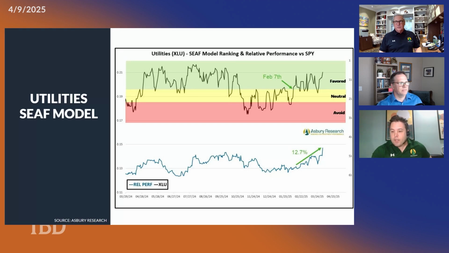And then the bottom of that chart is its relative performance versus SPY. So CEIF is more based on relative performance. We want to pick the horses that are running faster than the market. In this case, around February 7th, utilities has gone into favored. Now it's touched a little bit into neutral, but overall has been in the favored territory. And during that time period, we've had a 12.7% relative outperformance in utilities. So as we see money flowing into a particular sector, we tend to see increased relative outperformance for that particular sector.